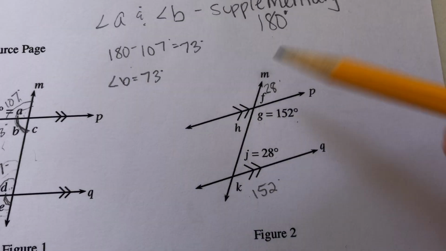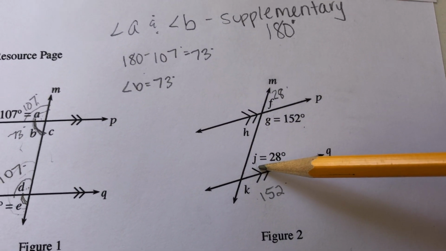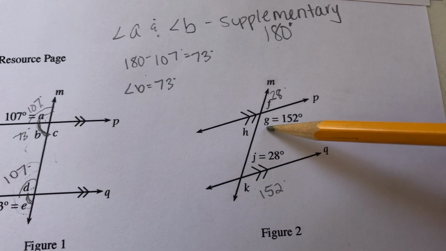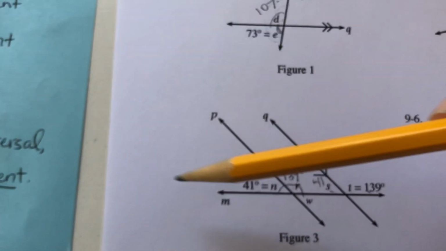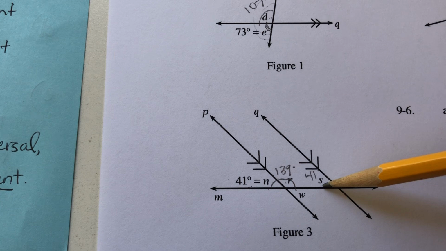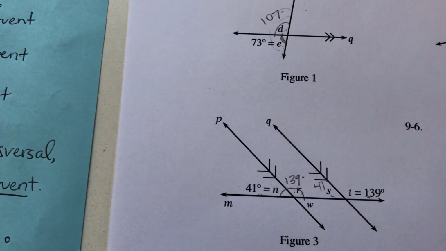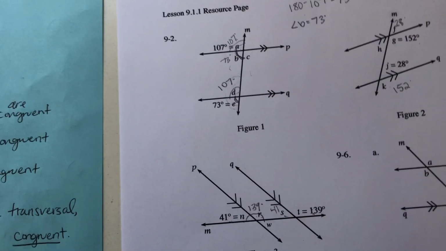F and J, where's F and J? F and J are congruent. G and K are congruent. N and S are congruent. And R and T are congruent. Okay, that's important to know.